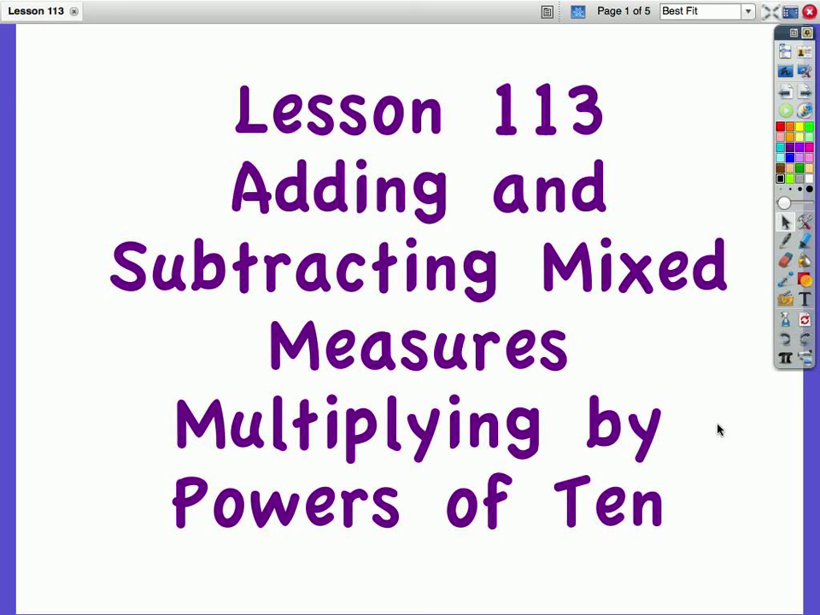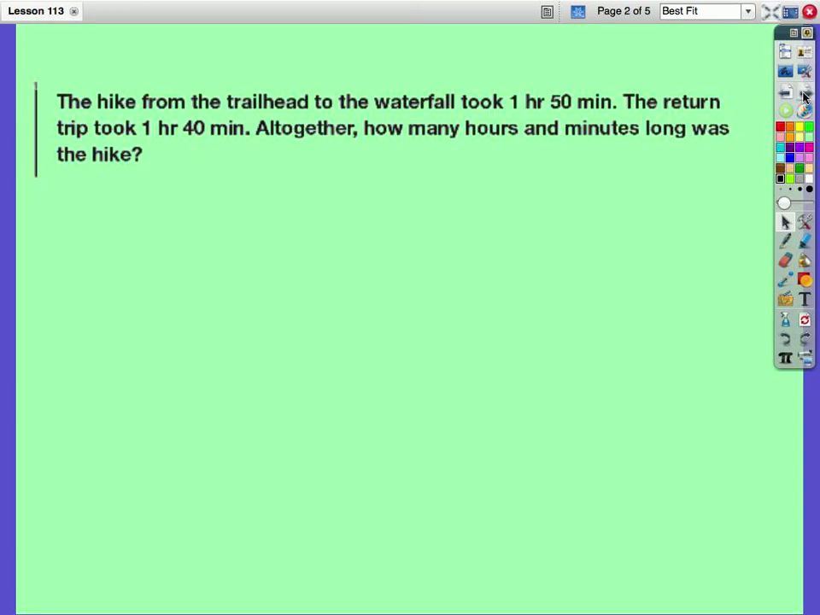Lesson 113, we're going to be adding and subtracting mixed measures. We're also going to be multiplying by 10. So sometimes I'm going to have problems where it talks about hours and minutes, two different measures.